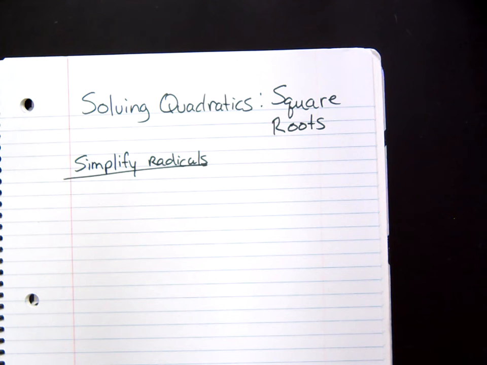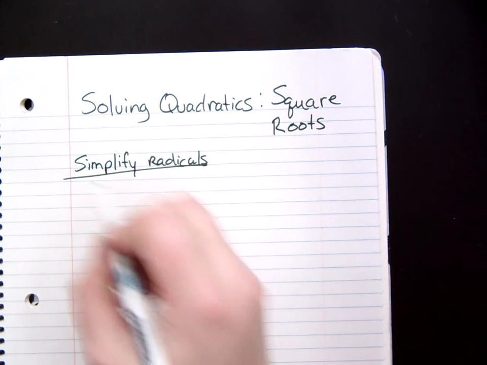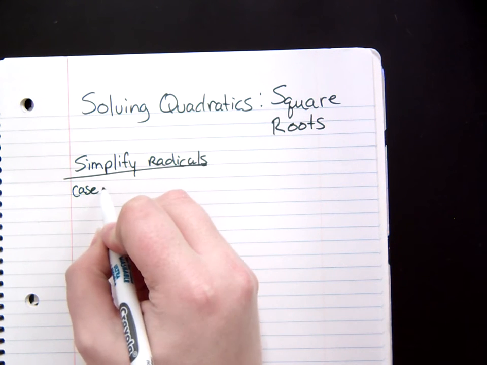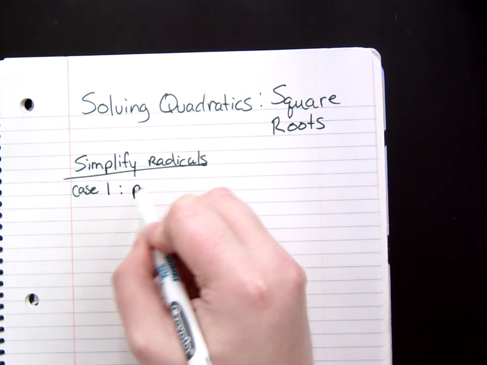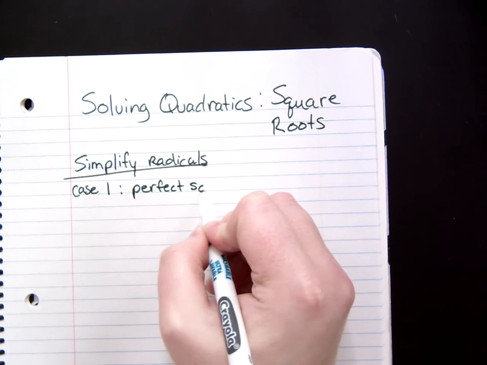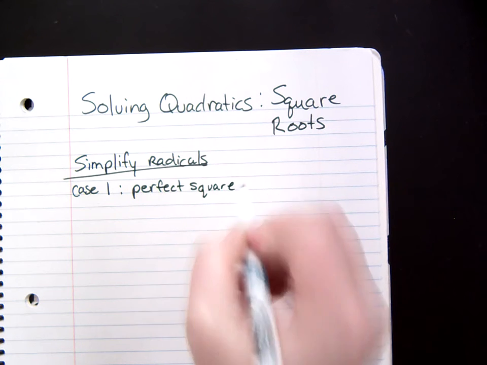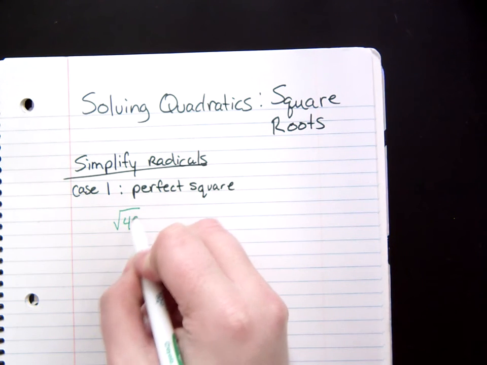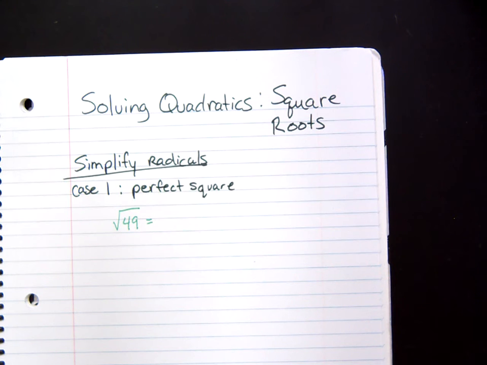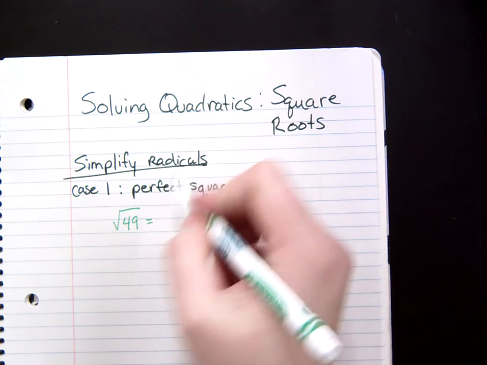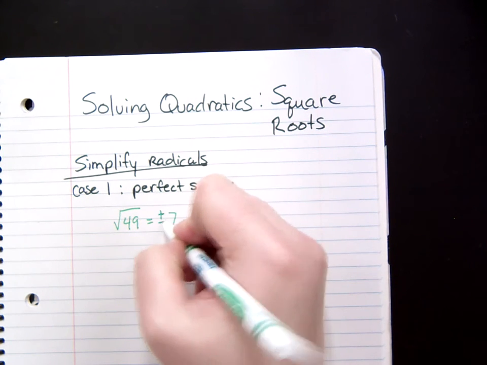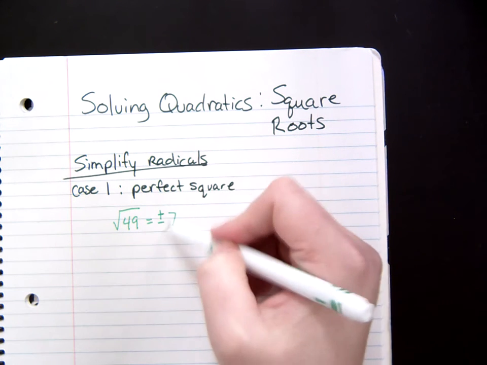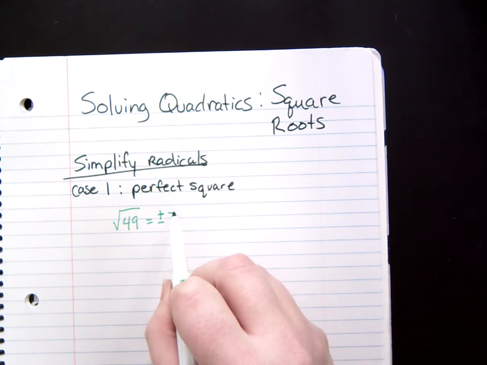Now, you're going to have one of two cases when you're simplifying a radical. The first case is a perfect square. In this case, basically all you have to do is take the square root of the number. So for instance, square root of 49. If you type it in the calculator, you're just going to get 7. But actually it could be positive or negative 7, and that's what this symbol means. It's actually two numbers, positive 7 and negative 7.